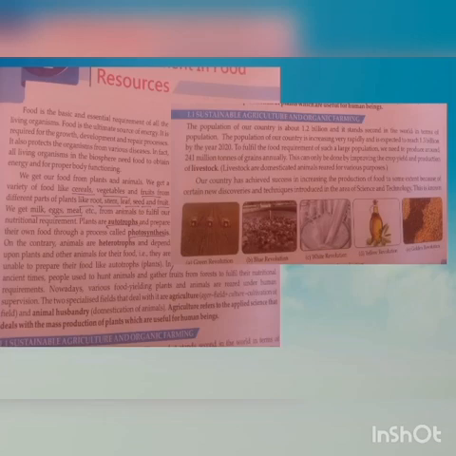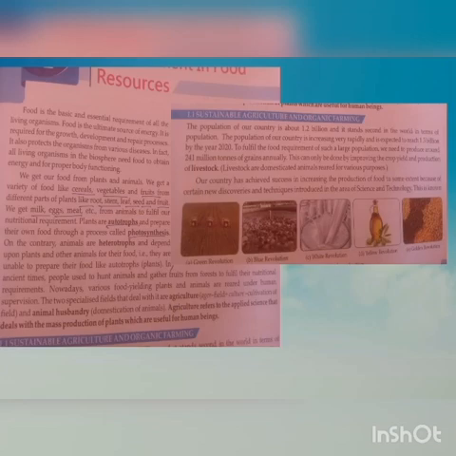We get our food from plants and animals. We get a variety of food like cereals, vegetables and fruits from different parts of plants like root, stem, leaf, seed and fruit. We get milk, eggs, meat, etc. from animals to fulfill our nutritional requirement.